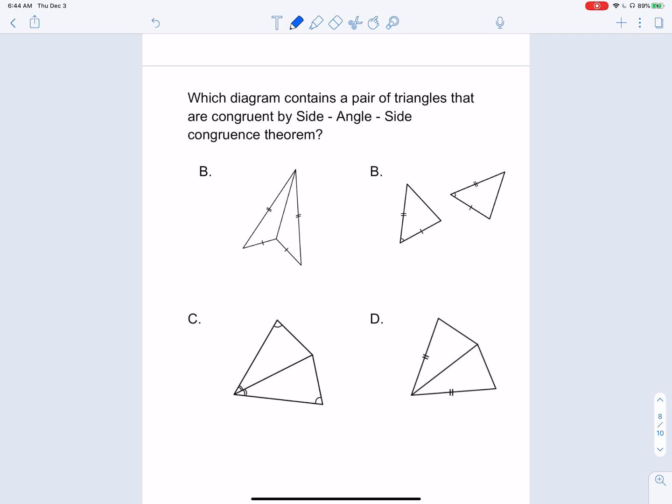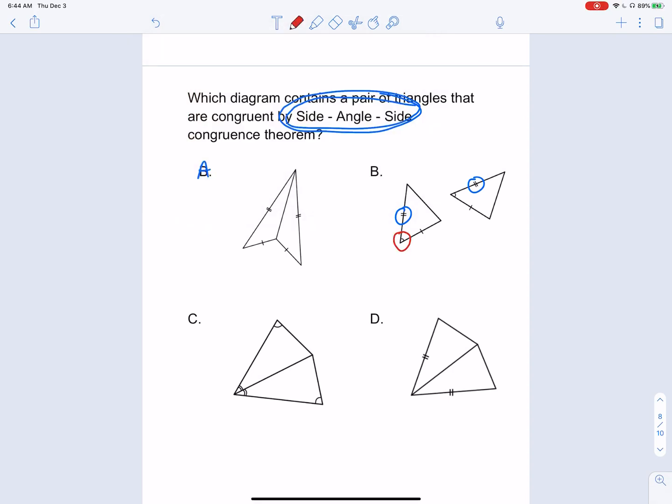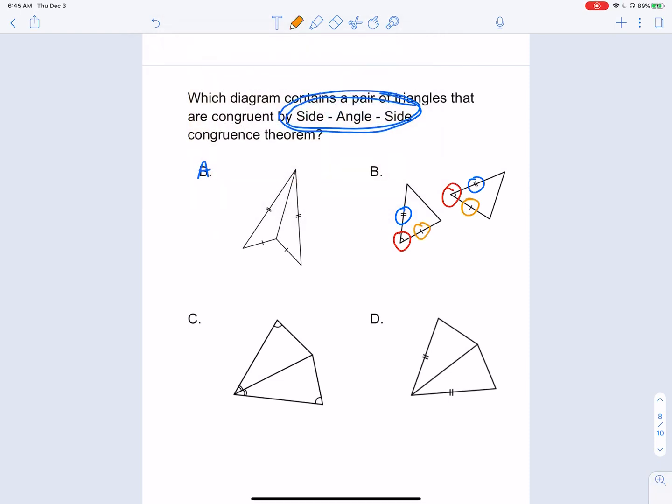Which diagram contains a pair of triangles that are congruent by side, angle, side? I'm gonna let you try this one by yourself. This is supposed to be A. So when you were doing this, you should have seen that these two angles are the same. These two sides are the same, and these two angles are the same, and then these two sides are the same. So it would have been B because you have side, angle, side.